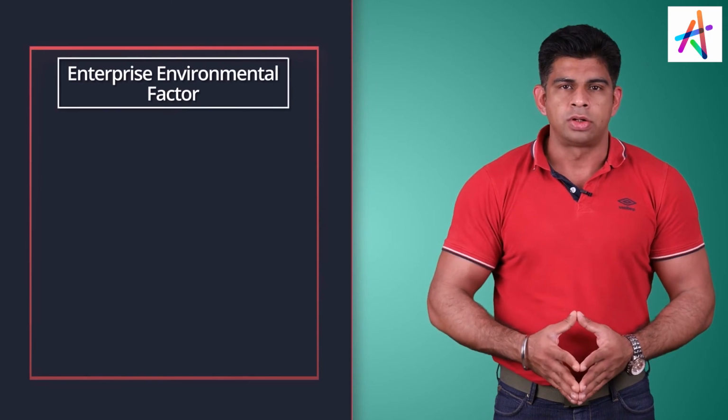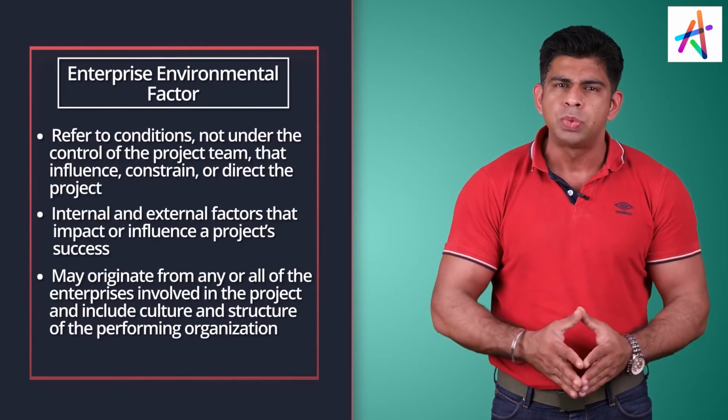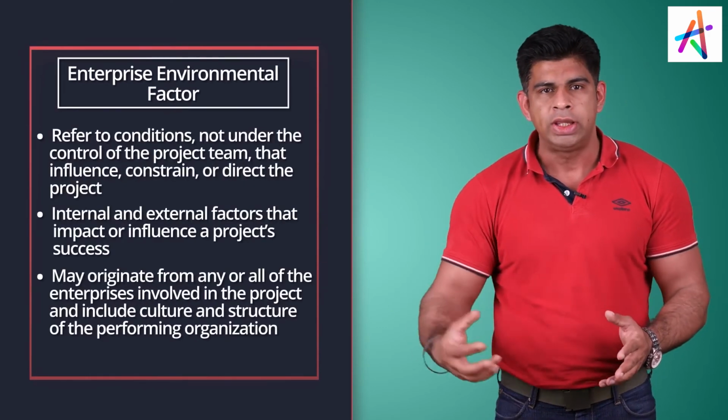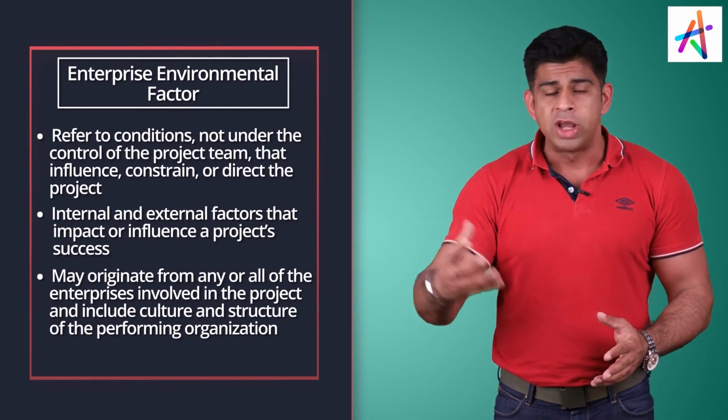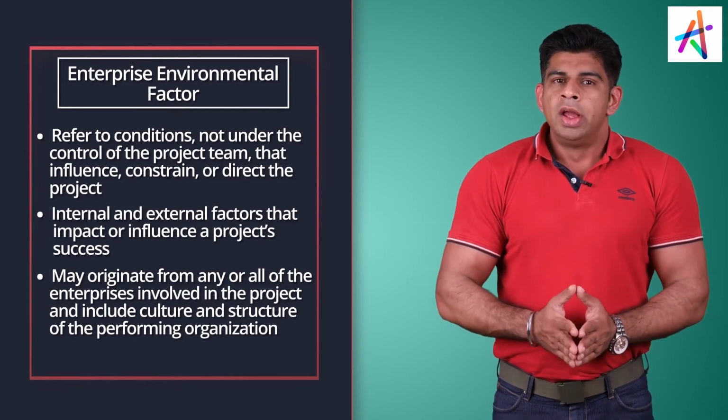Let's speak about the common inputs for the majority of the 49 processes now. First one being enterprise environmental factors. Let me first explain that with an example, then I'm going to talk through the different bullet points which you can see on the screen.